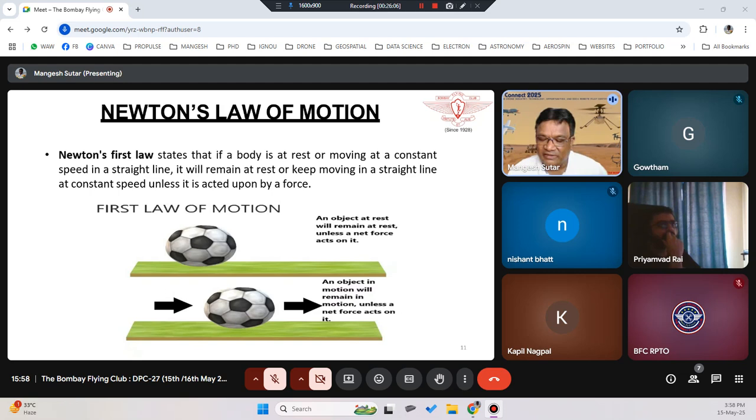That's why when we send a spacecraft like Voyager 1 or Voyager 2, which was sent in 1977 or around that period, it is still going on in space without any fuel. It is endlessly crossing boundaries. I think both are now in interstellar space. So that is the first law of motion. If the body is at rest, it will always be at rest. A body in motion will always be in motion unless it is acted on by an external force. That is Newton's first law of motion.